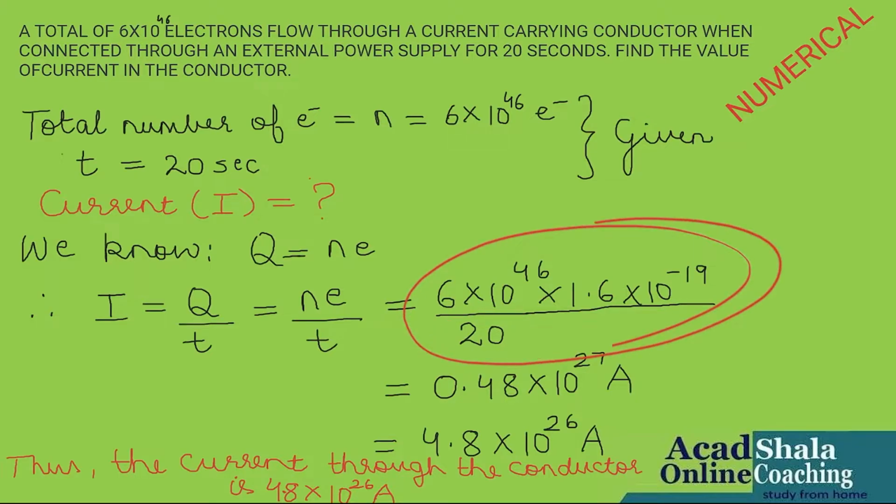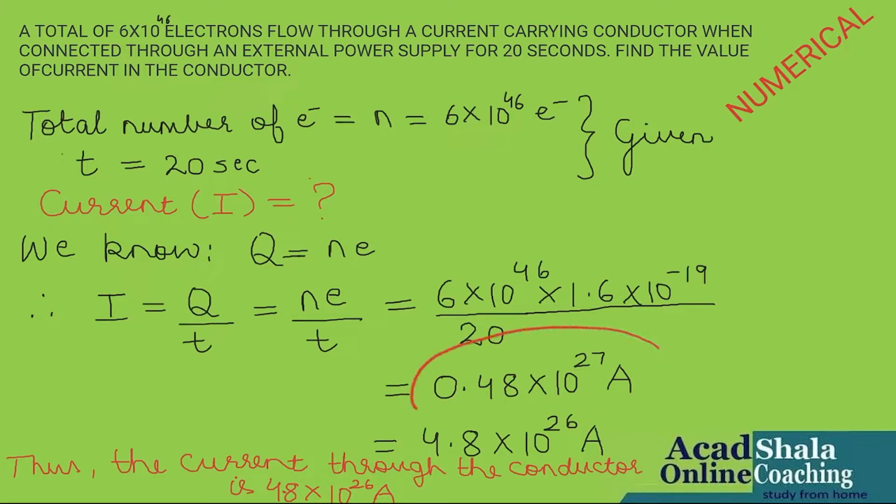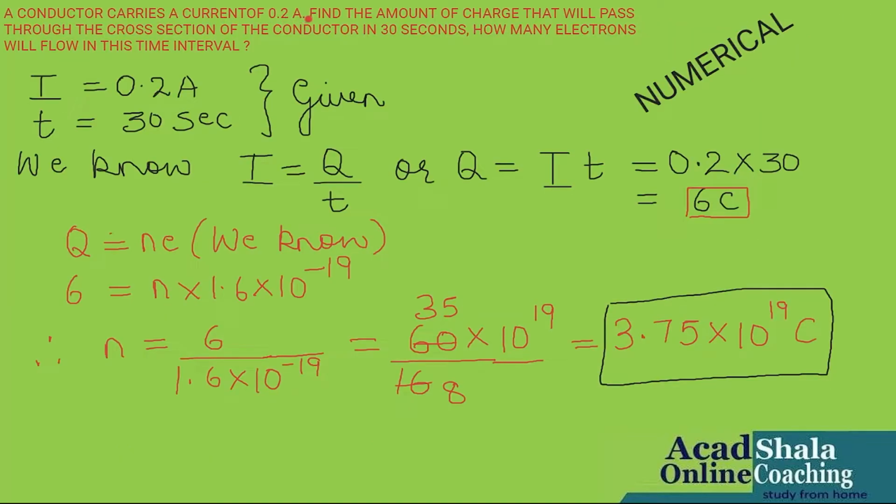Now I will simplify the calculations, and I will get the final answer over here. That is 4.8 into 10 to power 26 amperes. Are you getting my point, children? The units are very important, otherwise deduction of marks will take place. And in the last, I will write, thus the current through the conductor is 4.8 into 10 to power 26 amperes.